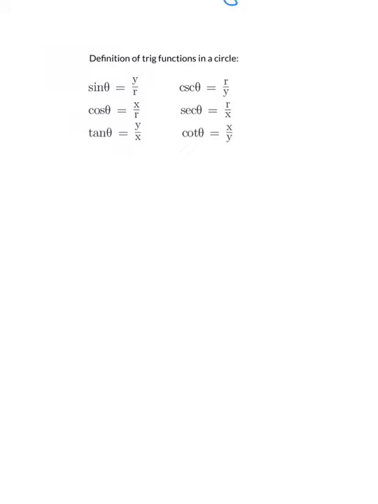So a new way for us to define our trig functions if we are in a triangle within a circle, is that the sine of theta is y over r, cosine of theta is x over r, tangent of theta is y over x, as we just talked about. Remember that cosecant, secant, and cotangent are reciprocals of the other three. So cosecant of theta is r over y, secant of theta is r over x, cotangent of theta is x over y. You absolutely must have these memorized.